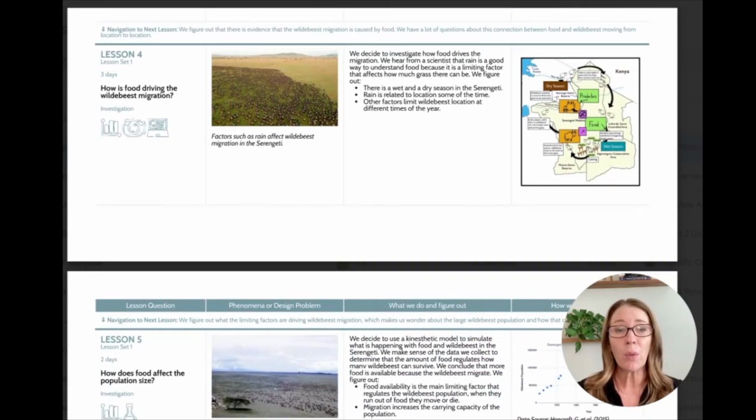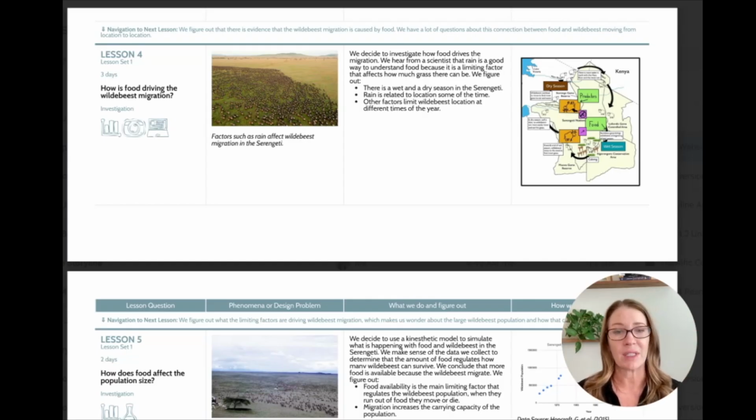Moving into lesson 4, we're going to talk about how is food driving the wildebeest migration. And so we watch an interview and we really think about rain, because rain is going to make the grass grow. And we made some predictions and we thought that maybe food was going to be the biggest reason for this migration pattern. So if it rains a lot in certain areas, there's going to be more grass. So we would expect that the wildebeest would be in those areas during the high grass season, or what they call the wet season.